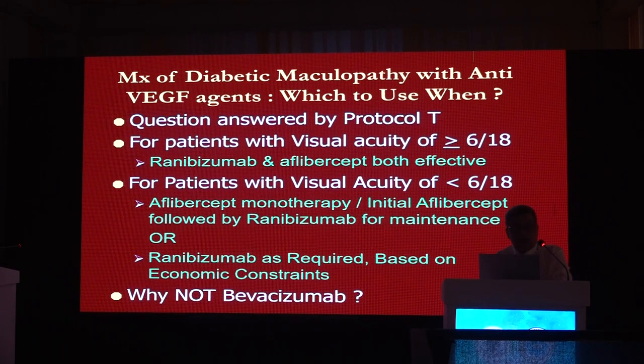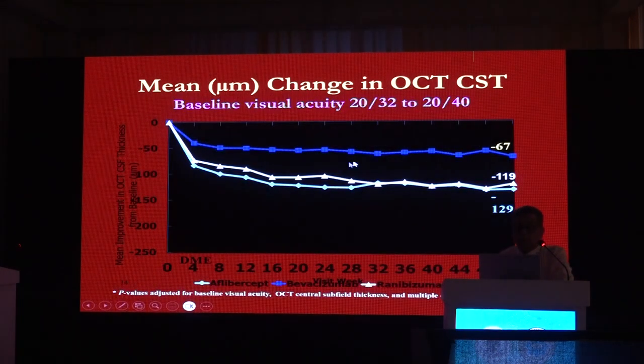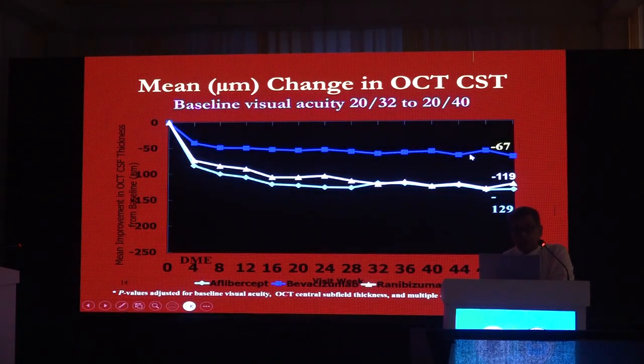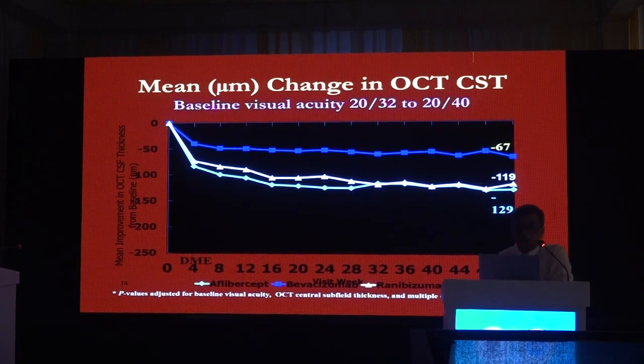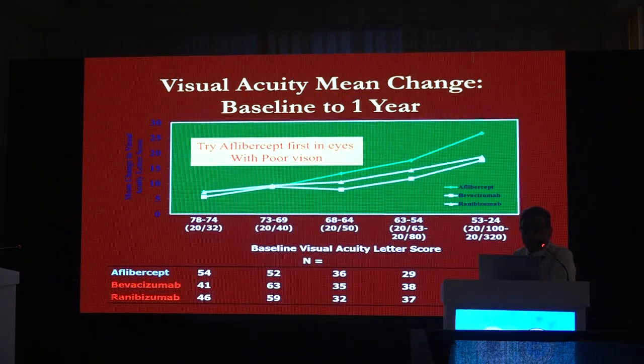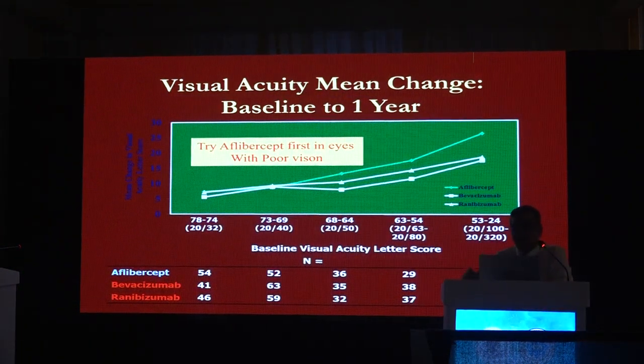Why not bevacizumab? Well, just to show you, in patients with good baseline visual acuity, the decrease in the macular thickness with bevacizumab was half of what it was with ranibizumab or aflibercept. So if I have to give a choice, I would give the choice of ranibizumab and aflibercept and not of bevacizumab. On the other hand, the poorer the baseline vision of the patient, the better the chance he has with aflibercept, if he can afford it.